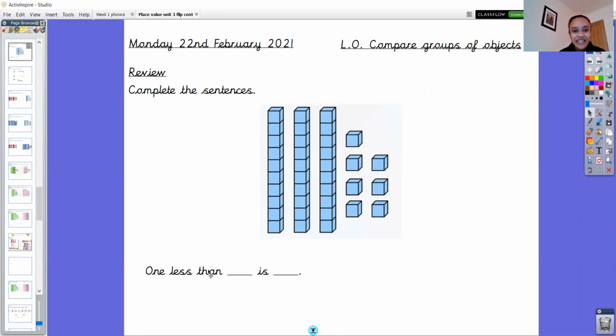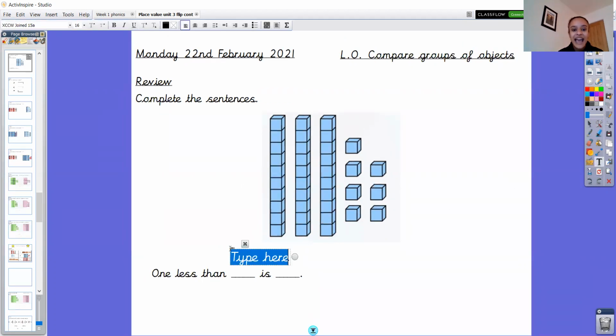Brilliant job. Okay, so should we have a look together? So we've got one less than something is something. So first of all, we need to find out what number we've got here. We're going to count in our tens and ones. So we've got 10, 20, 30, 31, 32, 33, 34, 35, 36, 37. So one less than 37 is, let me put my 37 in. One less than 37 is 36. Great job, well done. I know you did a super job with that before half term.